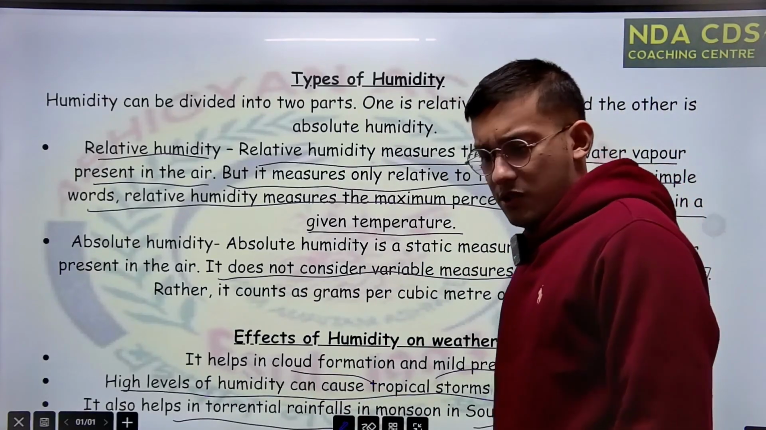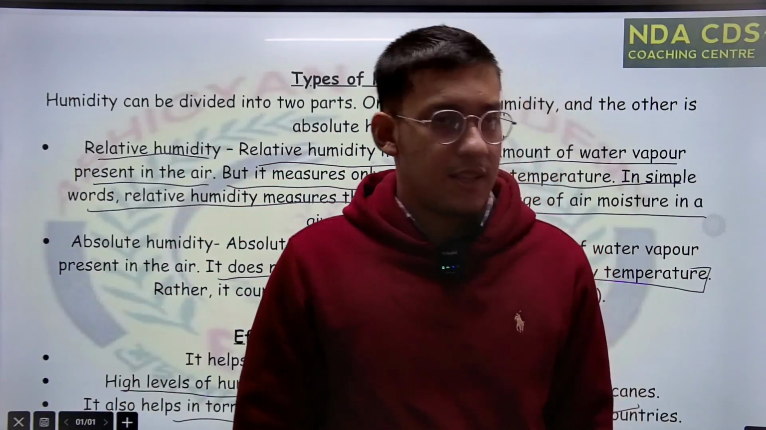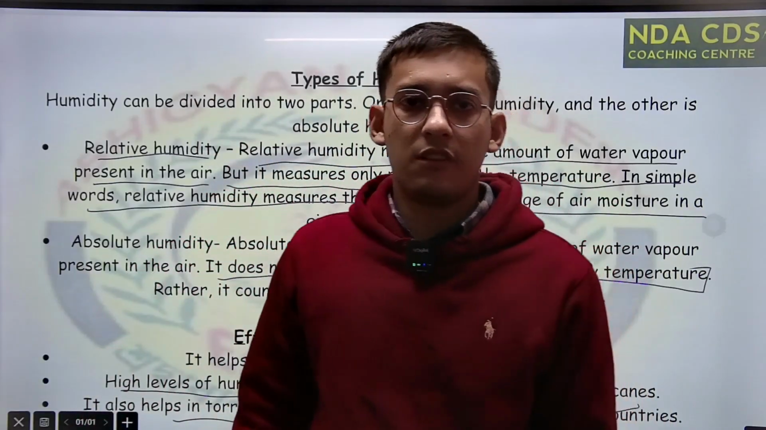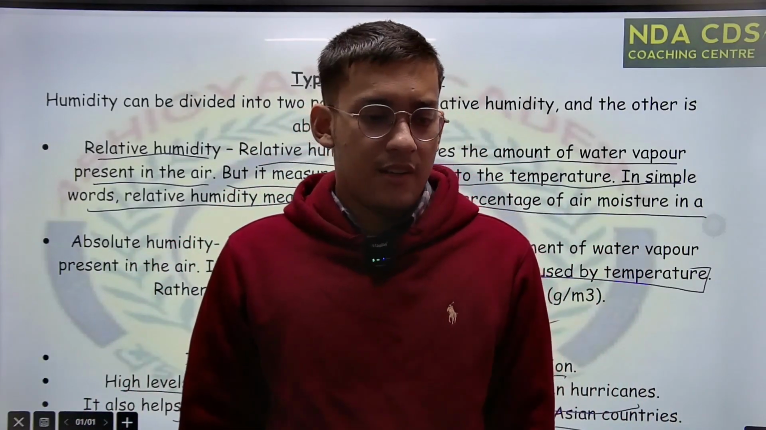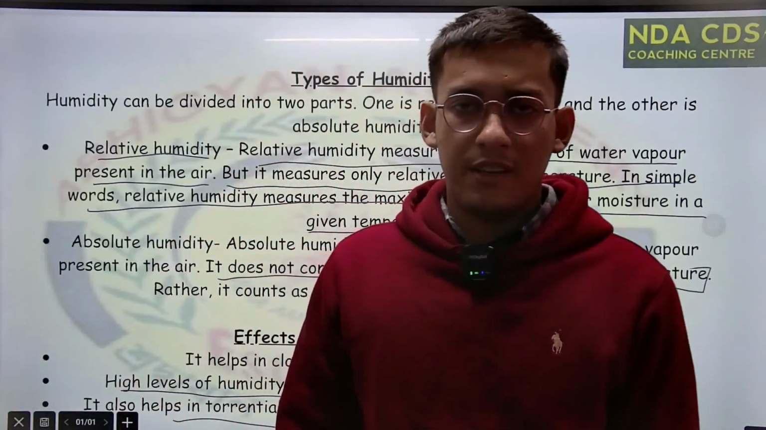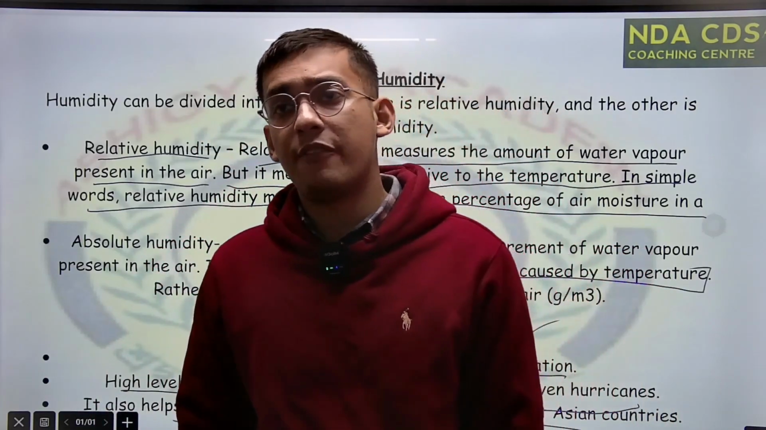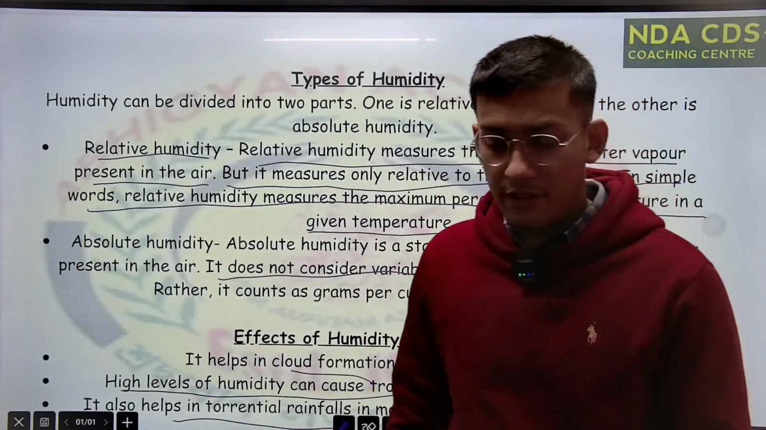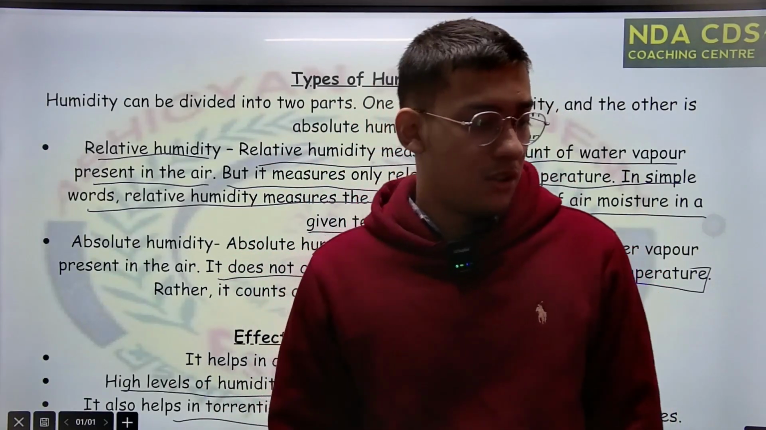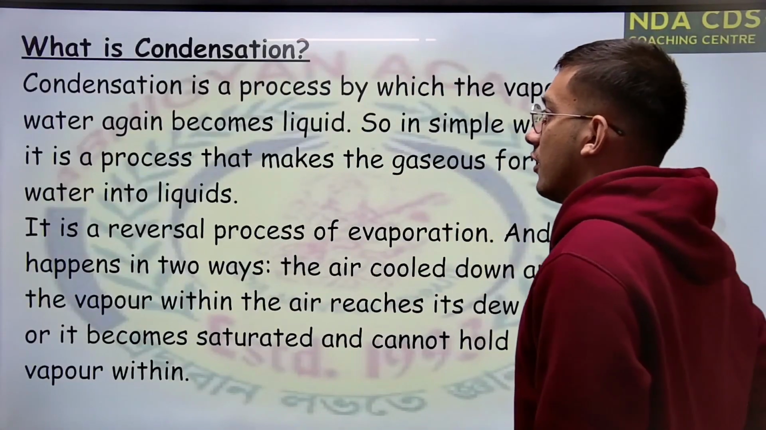Right? So what we learned is what is humidity. Humidity can be defined as the ratio of water vapor present in the air to the total amount of water vapor which can be held, right? Then we saw humidity is dependent on temperature, more temperature equals more humidity. Then we saw the types of humidity. There are basically two types, relative and absolute. Relative humidity is dependent on temperature, absolute is dependent on no such factors. Now we'll come to what is condensation.